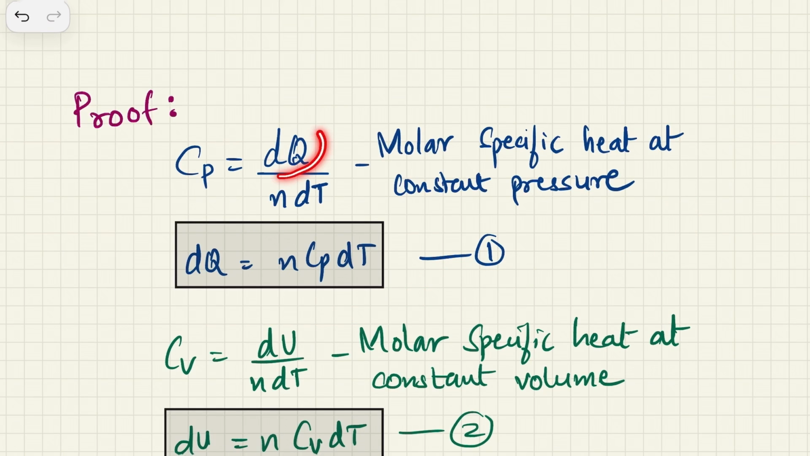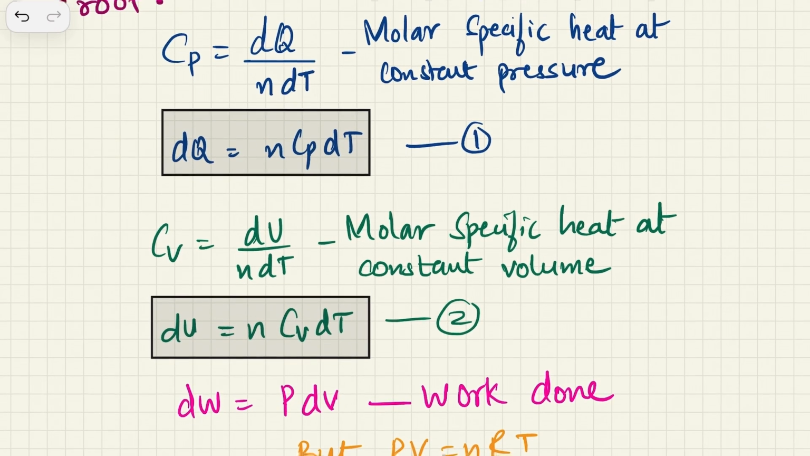Now I'll keep dq on one side, and move n and dt to the other side, so you get dq is equal to n Cp dt. In a similar manner, Cv is equal to du upon n dt, so I can write du as n Cv dt. I'll call these equation 1 and equation 2.